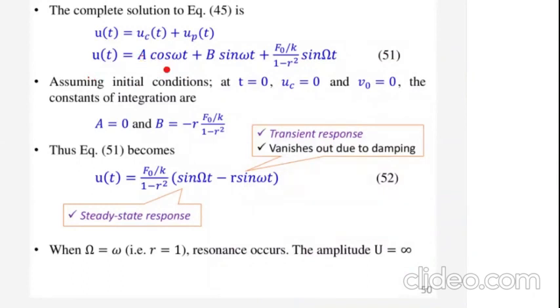Of course, the constants A and B, the constants of integration, are obtained from the initial conditions. At time t equals zero, we assume the initial displacement u naught is equal to zero, and the initial velocity is equal to zero. This is an assumption we are making. If you substitute in this equation, you'll have A equals zero, and B is as shown here. So therefore, equation 51 becomes, with A equals zero, this part collapses, and you'll be left with this part here.